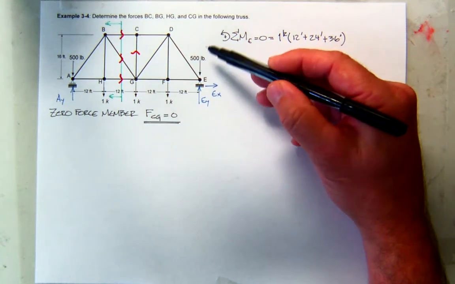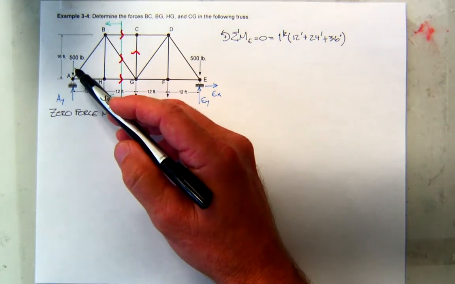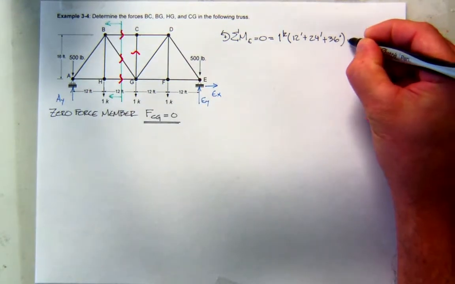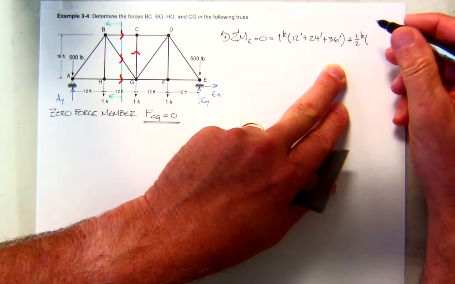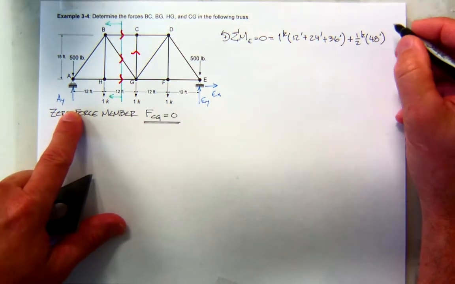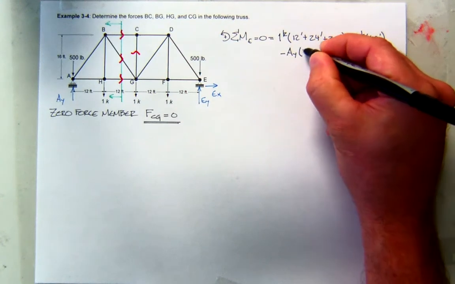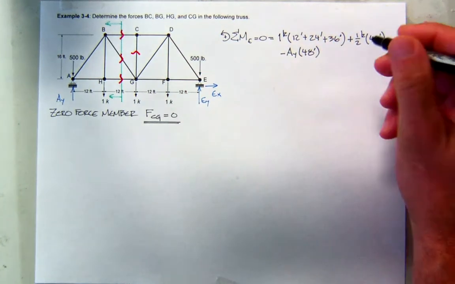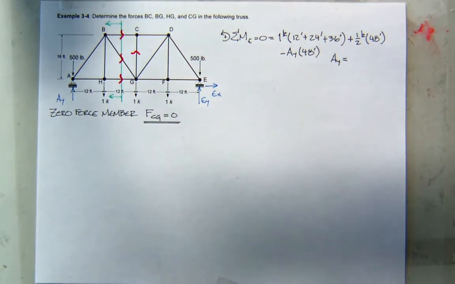What about this 500-pound force here? Well, it passes through E, so it creates no moment. But this one over here does. So that would come back as 500 pounds is half a kip, and that has a moment arm of 48 feet. And then finally, my reaction at AY, which creates negative moment, and it also has a moment arm of 48 feet. So from all this, I should be able to get my reaction in the Y direction. I think it's going to be 2. I think it's 2 kips. What do you guys think?